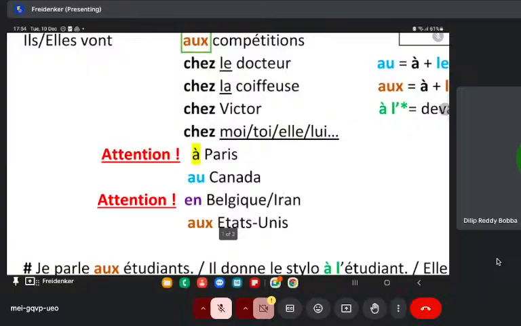And then you have this cities and countries thing. I'm going to Paris. If there is a city, you will always use à apostrophe. If you're dealing with masculine countries, au. If you're dealing with feminine countries or countries beginning with a vowel, you will use en. If you're dealing with plural countries, aux. All of this means to Paris. So I'm going to Paris, I'm going to Canada, I'm going to Belgium, I'm going to Iran, I'm going to the US.